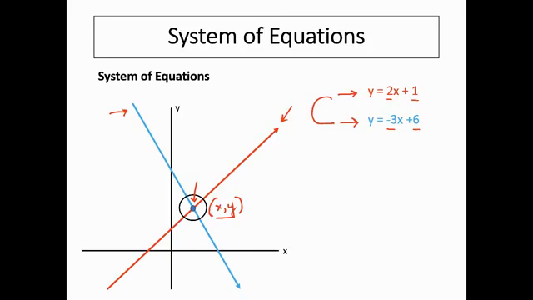Now, if I want to find this exact point where these two lines intersect, what I'm really finding out is where these two equations are equal. So one way to solve, and probably one of the simpler ways to solve a system of equations, is to set your equations equal to each other. So let's do that now. My first equation is 2x plus 1. My next equation is negative 3x plus 6.